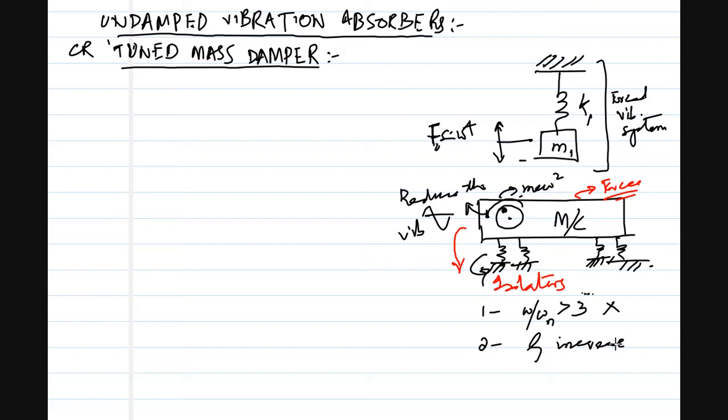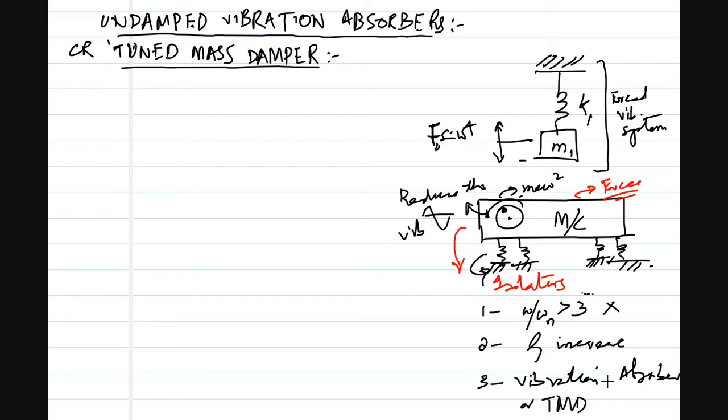3. But as I told you, in some cases it's very difficult to even change omega and omega n, and sometimes the system operates in a very close range. In some cases you can't control omega as well. Now in certain cases there is one solution. If you can't do both, you add a vibration absorber, or tuned mass damper.